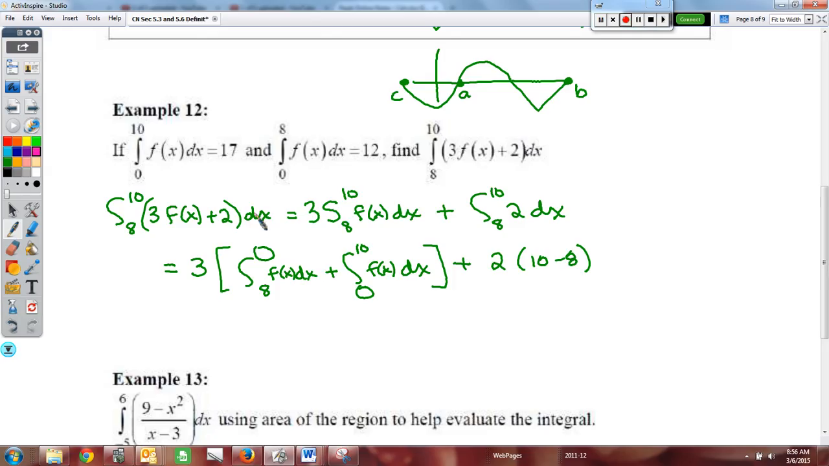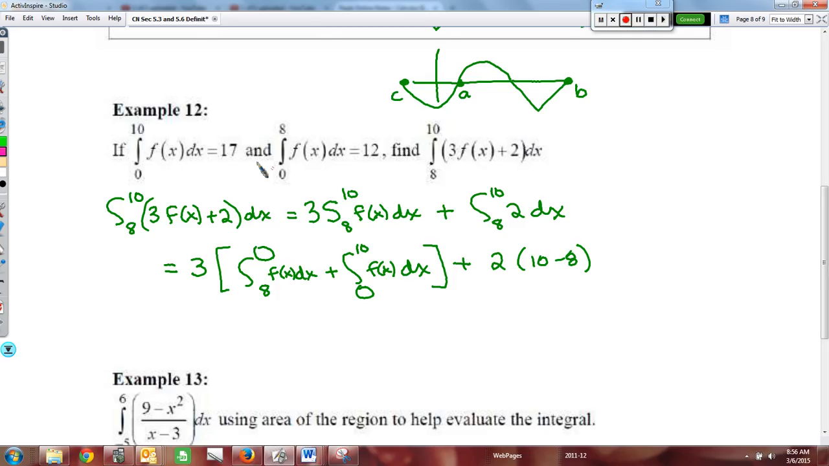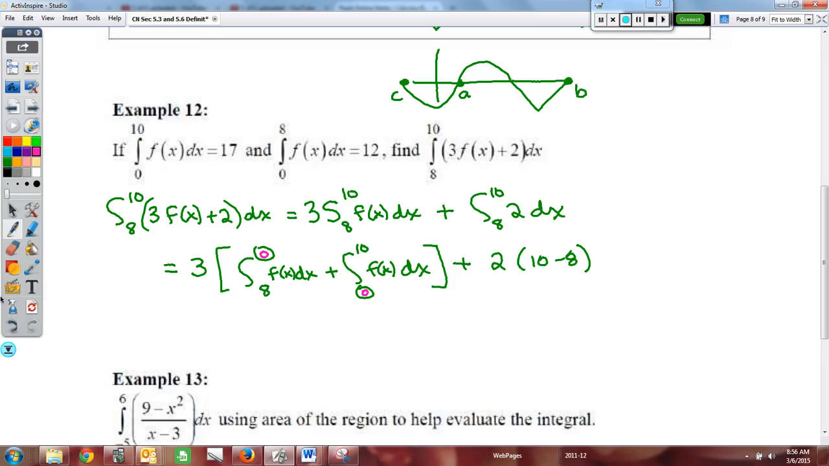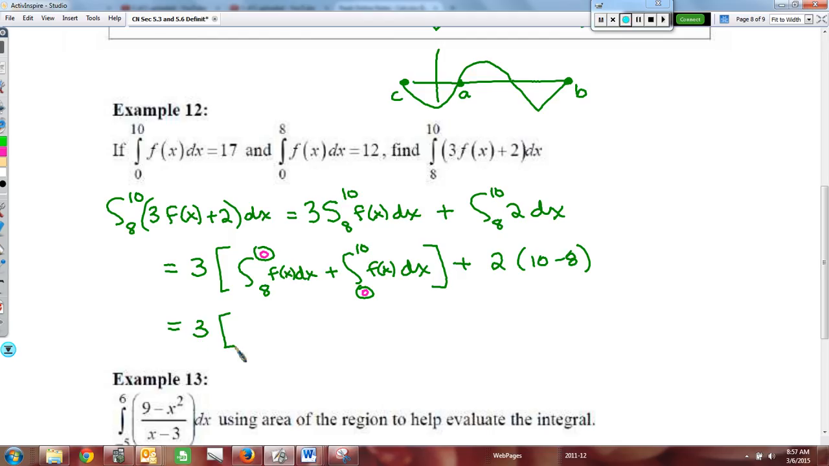And I look at what I know, and because this is 0 to 10, I'm going to use 0 and 0 here. Now, it may be bothering you at the moment that this is 8 to 0, and I don't know 8 to 0, but remember, if you know 0 to 8, you actually do know 8 to 0 because it's going backwards in your interval. So we would do 3 times the integral from 8 to 0, which is the opposite of the integral from 0 to 8, so then we could put a negative 12 there.